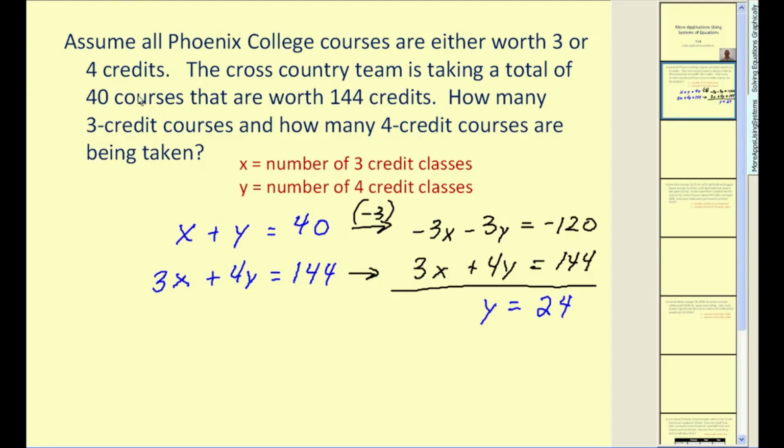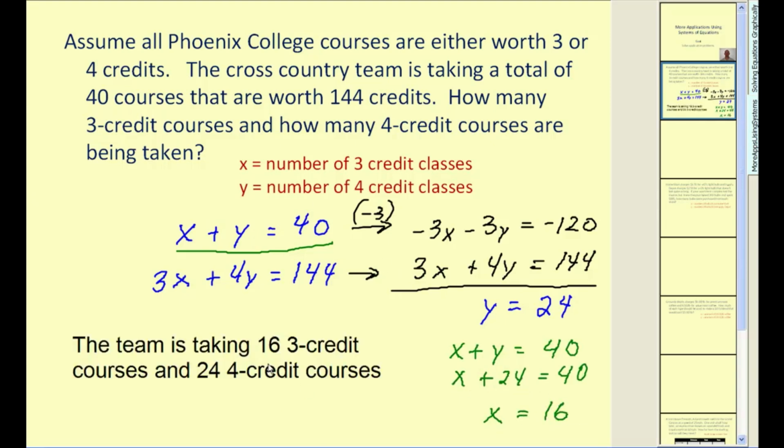It seems like it'd be pretty easy to use this first equation to solve for x. Since we know y is 24, we can solve this for x equals 16. Therefore, we can conclude the team is taking 16 3-credit courses since x equals 16, and 24 4-credit courses since y is equal to 24.